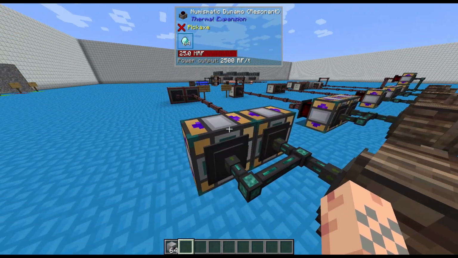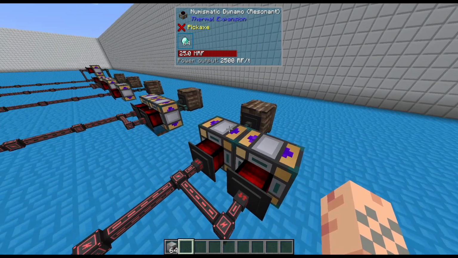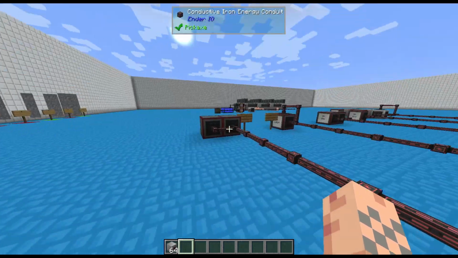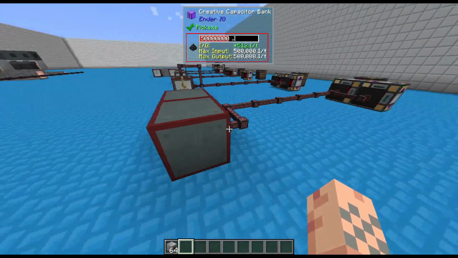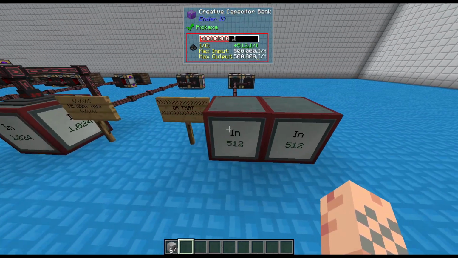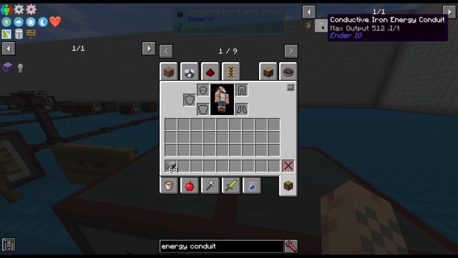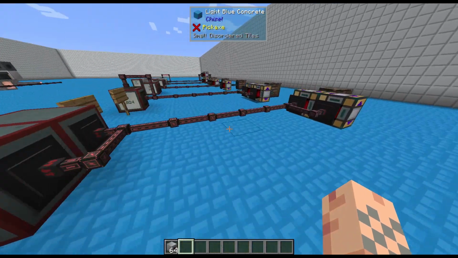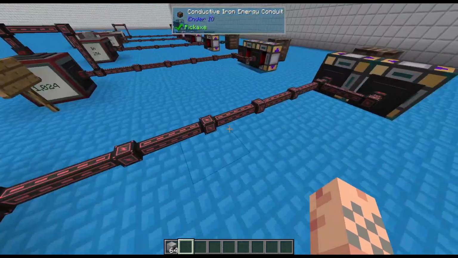So it's per connection. If you have two power sources, like here, where we have our dynamos working, they both are using the same conduit and delivering to two different capacitor banks. Even though the maximal output of this conduit is 512, in practice we are transferring 1024 RF per tick over this one conduit.